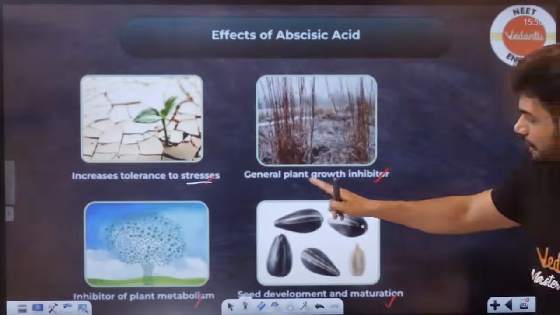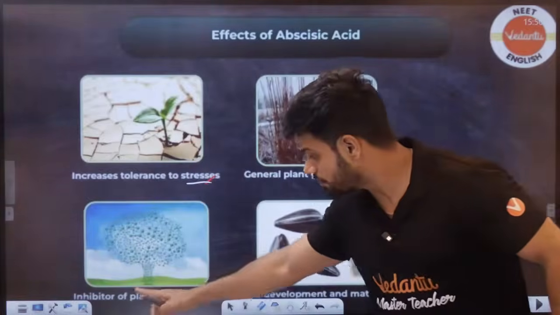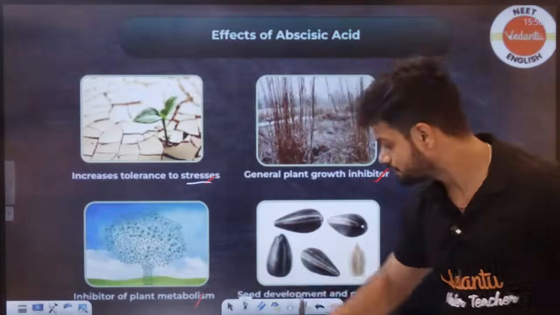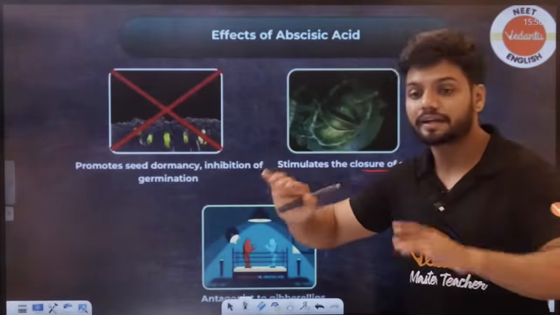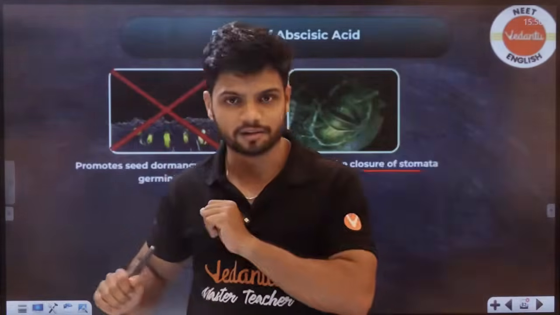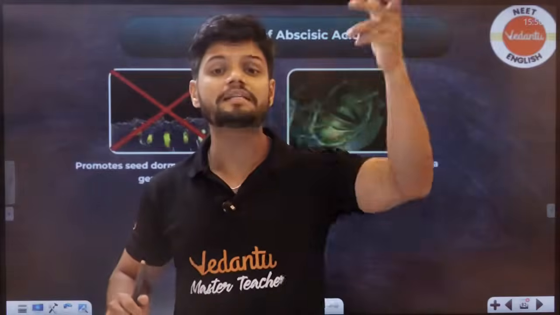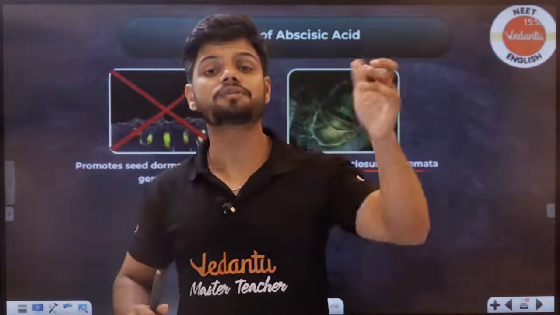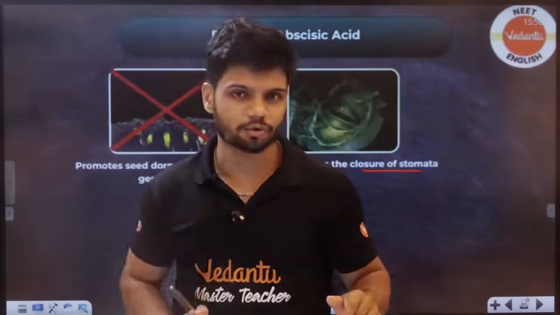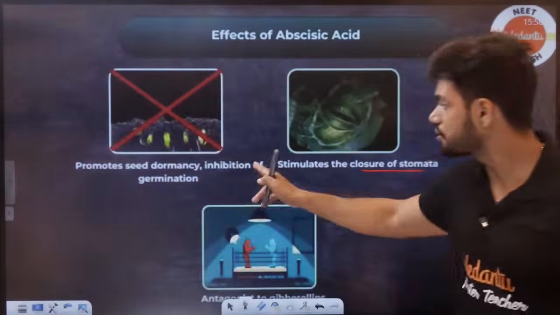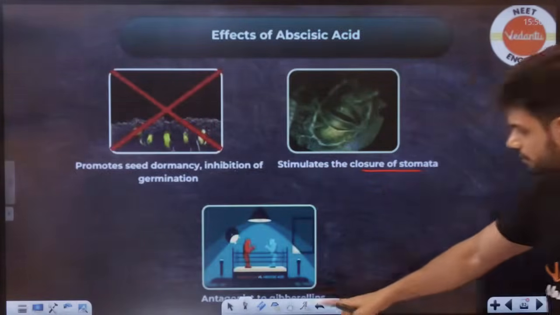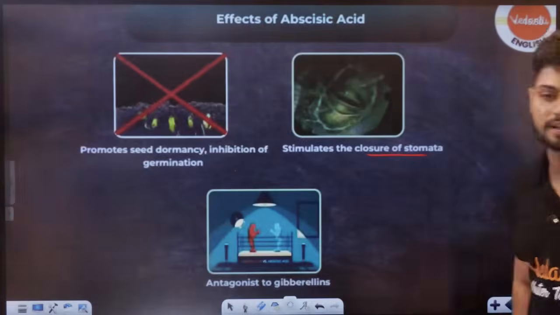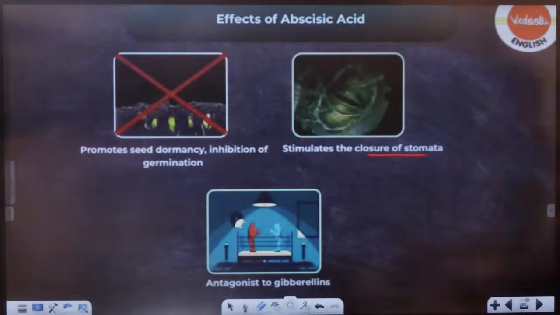Then general plant growth inhibitor, it will reduce plant metabolism. Seed development and maturing, right? Then promote seed dormancy, it will make sure the seed goes into dormancy. Like in the case of gibberellins, promoting seed germination. Cytokinins promote seed germination, but this is against it. Okay, it will not allow germination. Stimulate closure of stomata, or we can just say it is the antagonist to gibberellins. It is completely opposite to gibberellins.